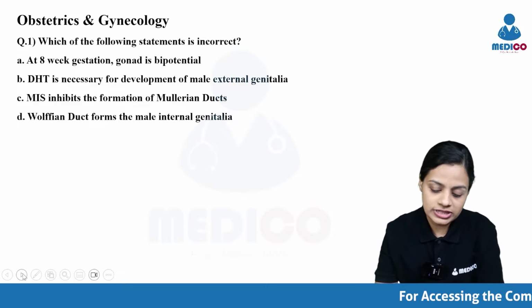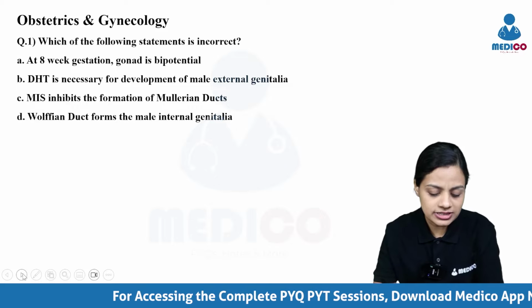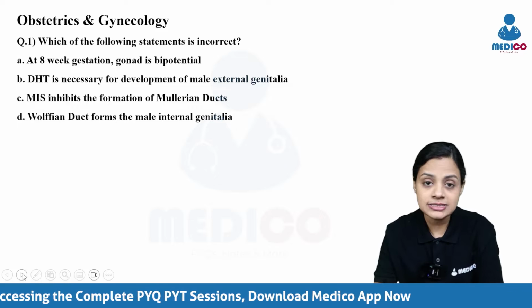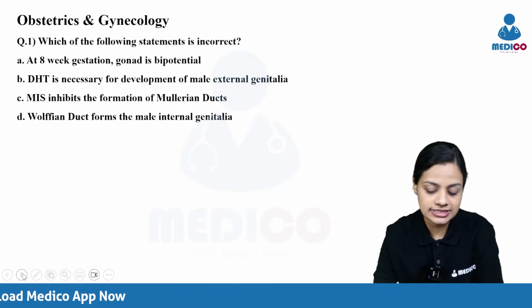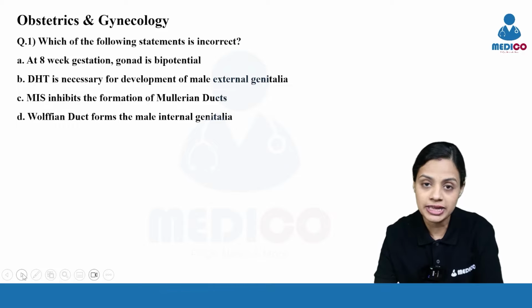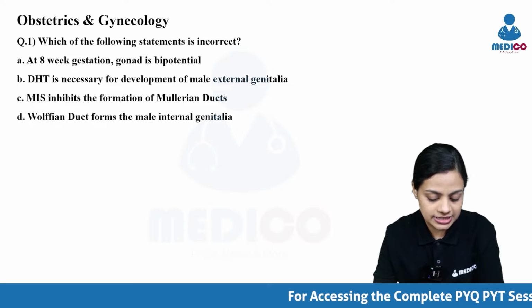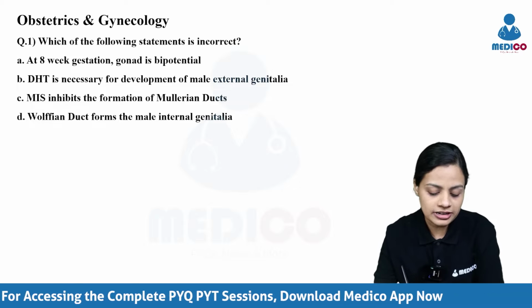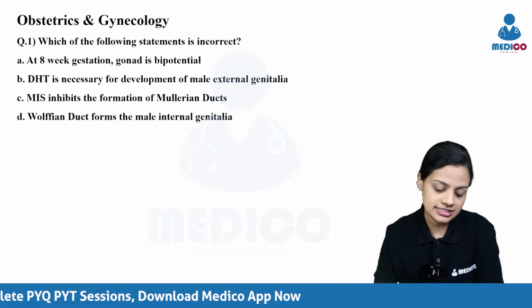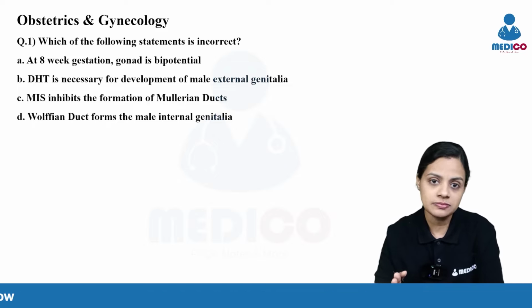Which of the following statements is incorrect? At 8 weeks gestation, the gonad is bipotential. Dihydrotestosterone is necessary for the development of male external genitalia. Mullerian inhibiting substance inhibits the formation of Mullerian ducts. Wolffian duct forms the male internal genitalia. So this is with regard to the embryology.